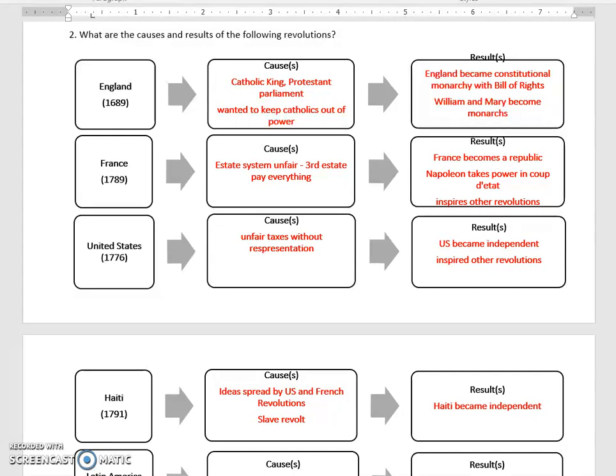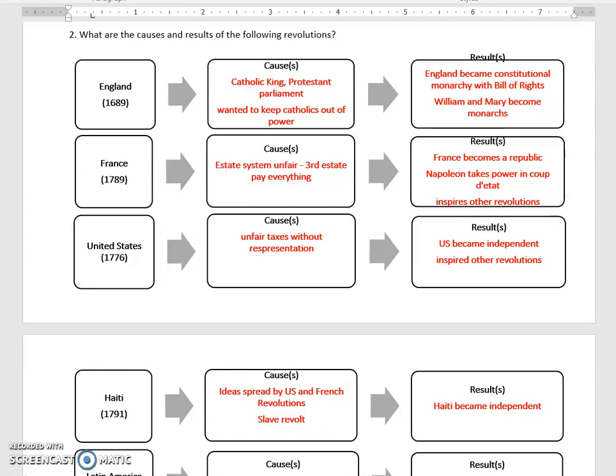So this is a largely bloodless revolution, meaning that there wasn't any fighting. Parliament sent a letter to King James II's daughter and son-in-law, William and Mary, and asked them to come be king and queen. They came, King James left, and William and Mary became king and queen, and England became a constitutional monarchy with a Bill of Rights, meaning that the power of the monarch was limited by that constitution.